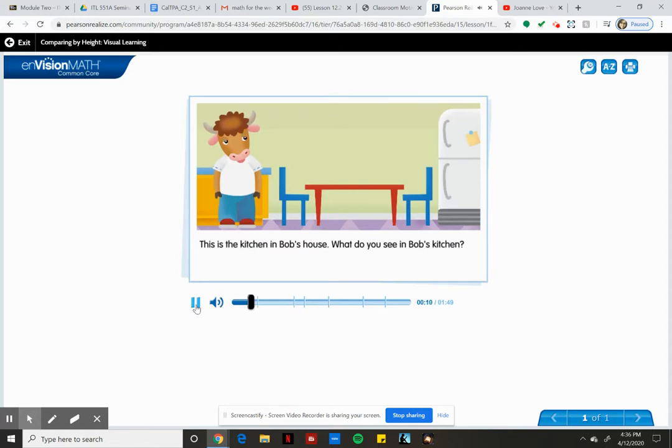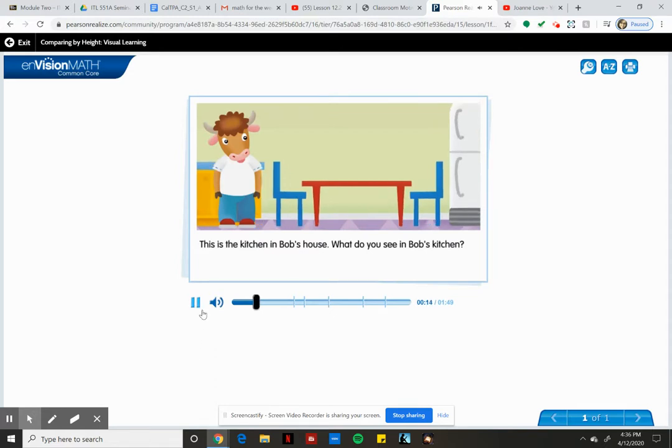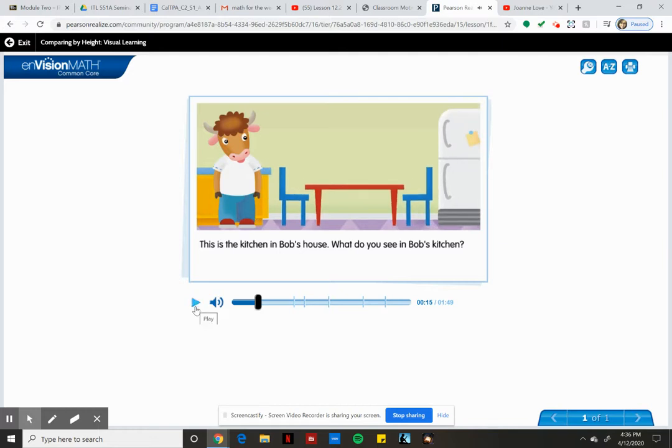This is the kitchen in Bob's house. What do you see in Bob's kitchen? So scholars, let's look at the objects in Bob's kitchen. What do we see in his house? There are 2 chairs, a table, a cabinet, and a refrigerator. Bob sees that some of the objects are short and some are tall.